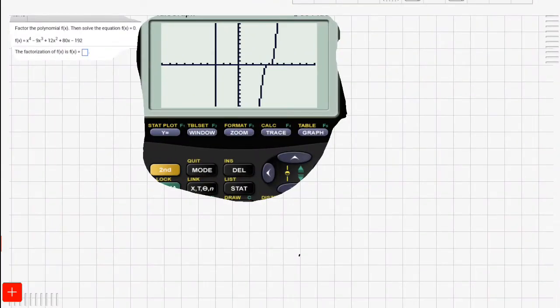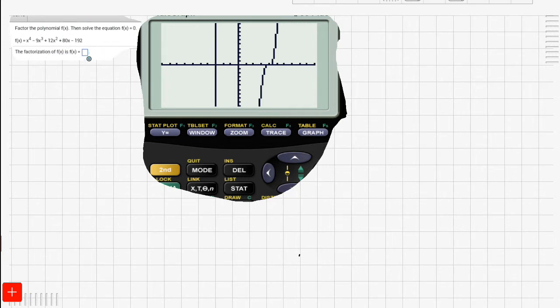Okay, so I've graphed this right here, and I've got this graph. If you look at the directions, it says to factor the polynomial, then solve the equation f of x equals 0. Well, f of x equals 0 means find the zeros, find the x-intercepts. The values that you plug into this equation that give you 0 are the x-intercepts. So if you can find the x-intercepts, then you can find the factors. So it's kind of backwards.